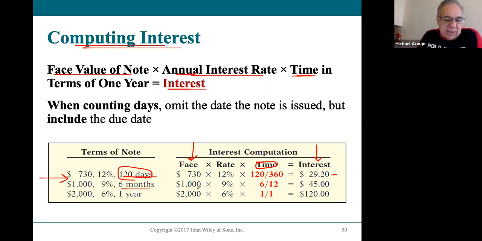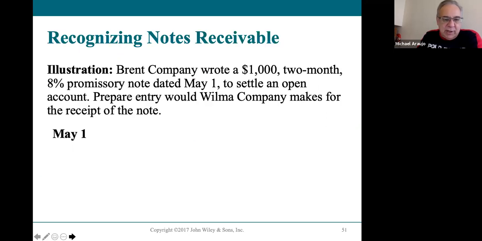If it's in months, it's the same, right? The amount of the loan times the interest rate, which is an annual rate, which means it's all 12 months. So because it's less than that, you multiply it by, in this case, 6 months over 12 months, and you'll get $45. So this $1,000 and the 45 will all be paid on the same day, 6 months from whenever it was made. And that's the real critical thing here for notes.